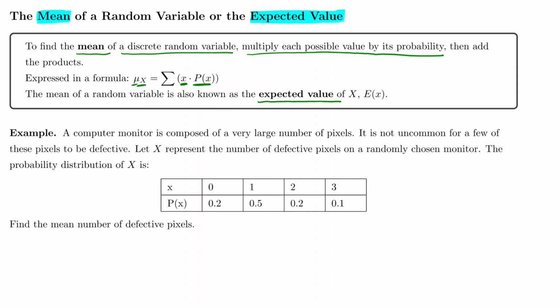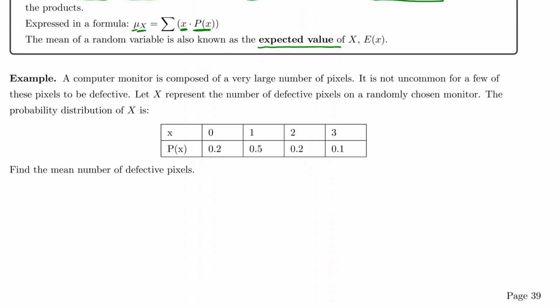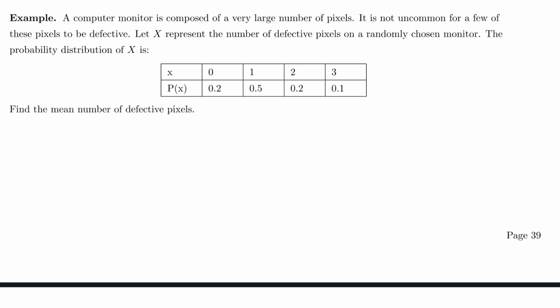So let's go over an example here. A computer monitor is composed of a very large number of pixels. It is not uncommon for a few of these pixels to be defective. Let x represent the number of defective pixels on a randomly chosen monitor. The probability distribution of x is shown below. Find the mean number of defective pixels.